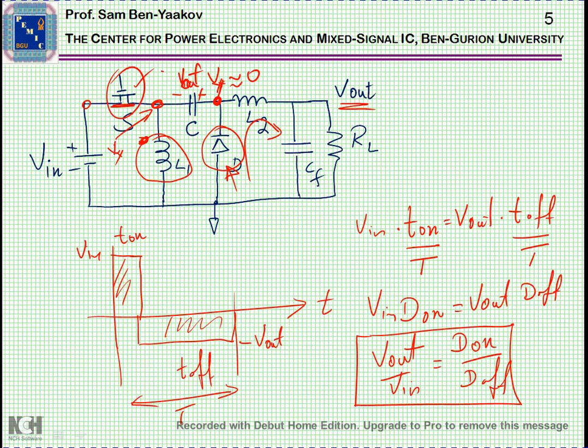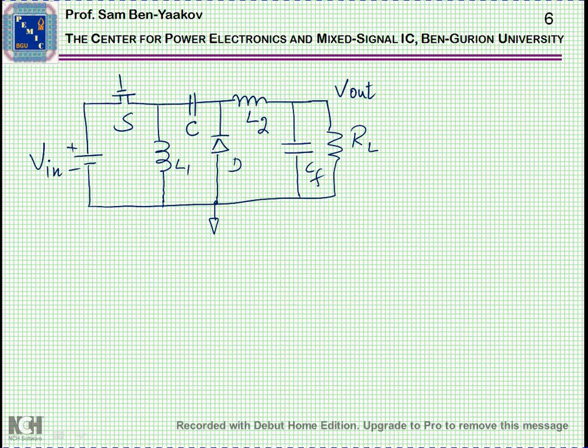Now this implies two things. Number one, that the output is the same polarity as the input, and secondly, that the gain could be higher and lower than 1. When D on is 0.5 and D off is 0.5, then the gain will be 1. Now for D on larger than 0.5, we'll have a gain larger than 1, and for D on smaller than 0.5, we're going to have a gain lower than 1.